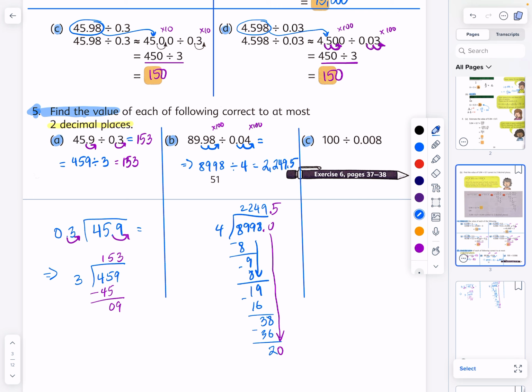Okay, now let's take a look at the final example. Again, I'm not going to do too much writing because I don't want you to constantly rewrite your statements. I'm just going to demonstrate how we would continue doing going forward. So 100 divided by 8 thousandths. Let's move the decimal point place.